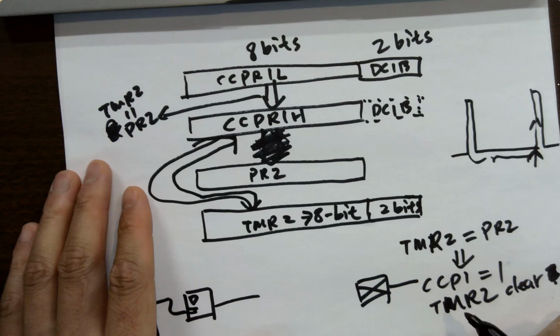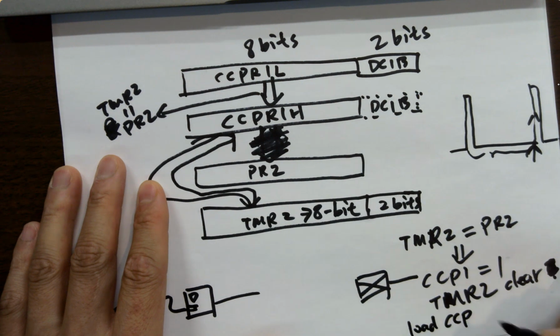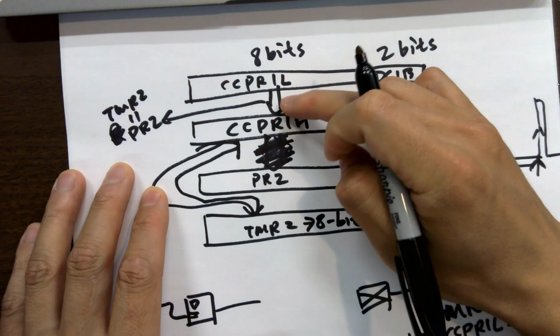Another action is load CCPR1L to CCPR1H. Why?